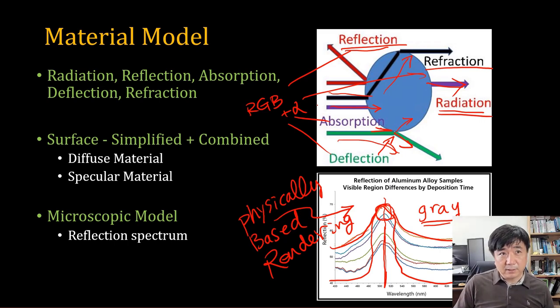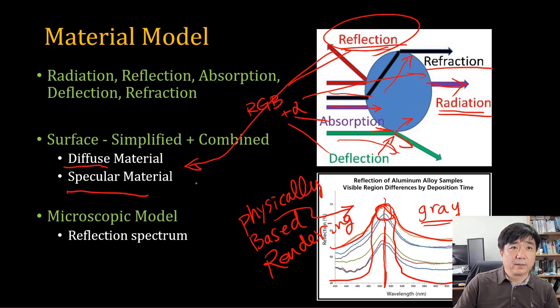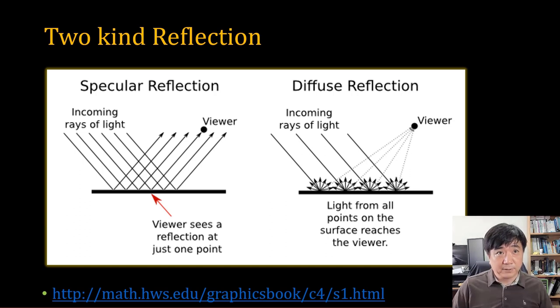Okay, in the most simplified model, we can define the reflection with two kinds of reflection. The first is diffuse. The second is specular. Diffuse material and specular material. Okay. In microscopic view, if the surface is very smooth, like for example a mirror, then almost 100%, 99% of the light is reflected.